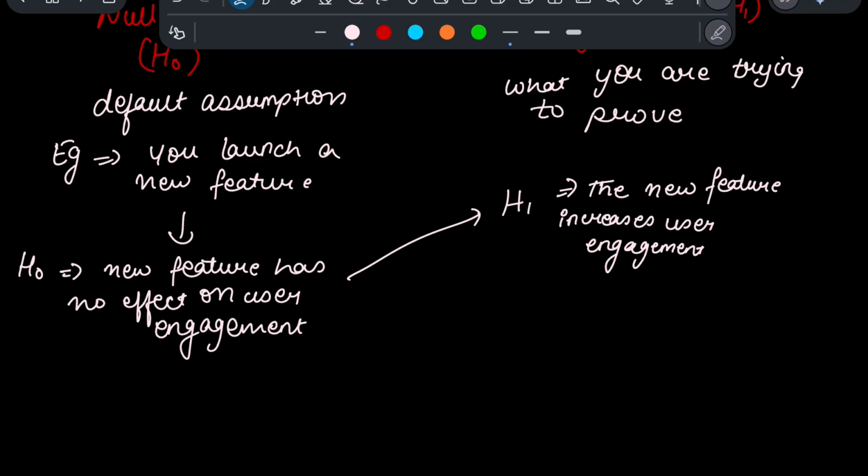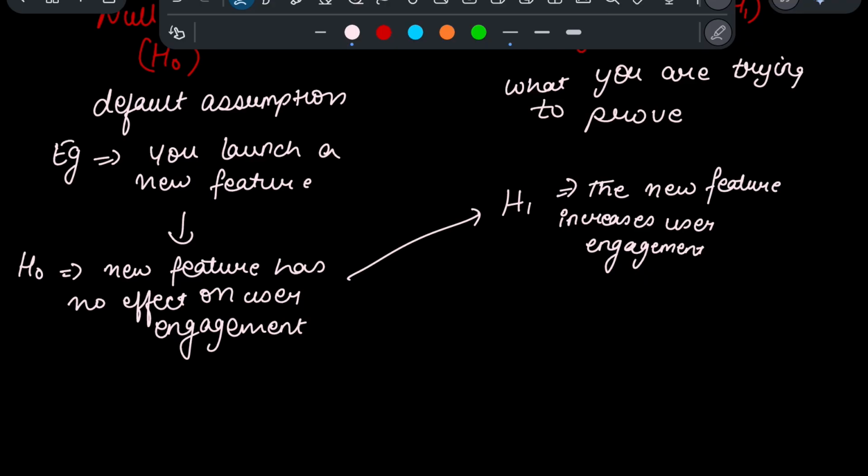Because statistics is based on doubt, we assume that nothing special is happening. Then we collect the data and check: is the evidence strong enough to reject that assumption? Then we don't try to prove something directly, okay, we try to reject the default assumption. So that's the key mindset, okay, don't forget it.